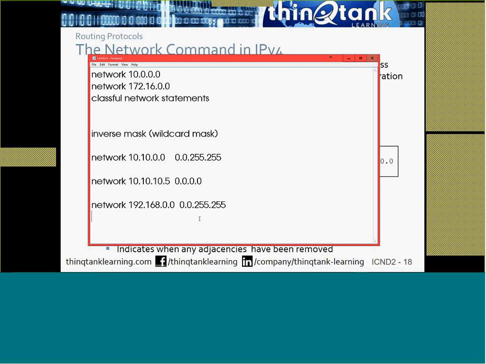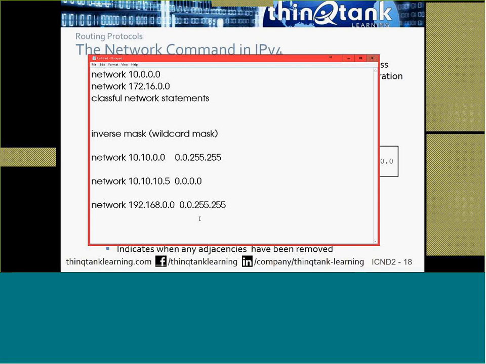Now, a lot of people say, well, what should I do? What would be the best practice? And for me, honestly, I only want network statements to include interfaces that I want to run EIGRP. I don't want to put in some generic network statement because somebody might add a loopback or somebody might add another interface later, and it will automatically start running EIGRP, which I may not want to happen. So I like to be a little bit more specific with my network statements than some people.